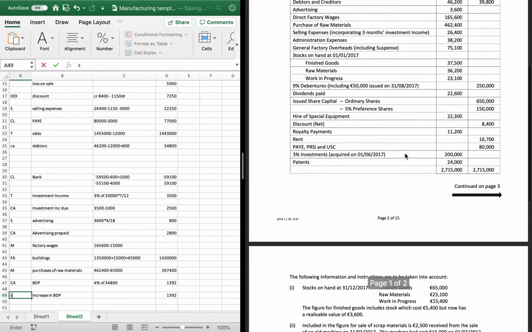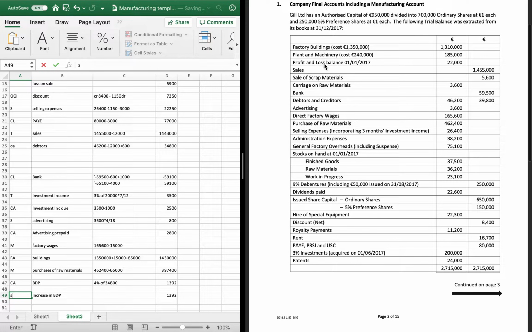So, have I any extras here? Well, of course I do. This profit and loss balance, just take a note of that, 22,000, it's a debit, go on the debit side. Carriage on raw materials, that is raw materials, so it's manufacturing, could go in at the top. Debtors and creditors, advertising. Direct factory wages is a prime cost, up at the top in the manufacturing.